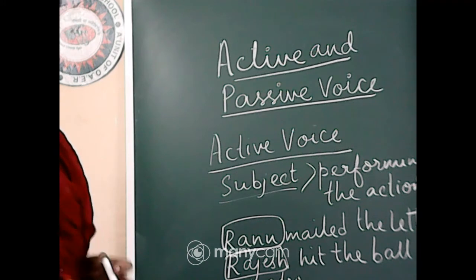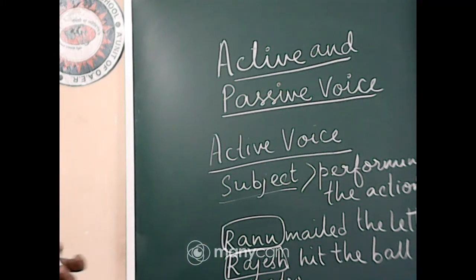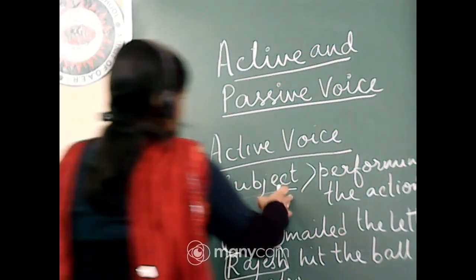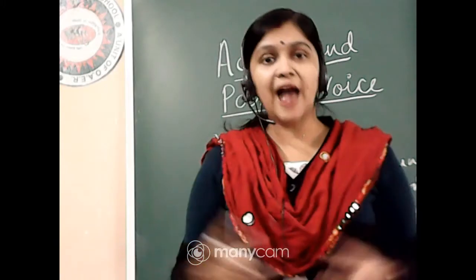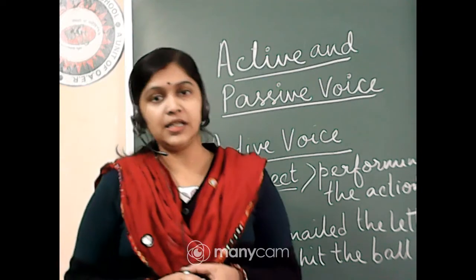In most English sentences we get that with an action verb the subject performs the action, and in those cases we say that it is in the active voice because the subject does the action, it acts upon the object, it does the action itself. That's why we say that the sentence is in the active voice.